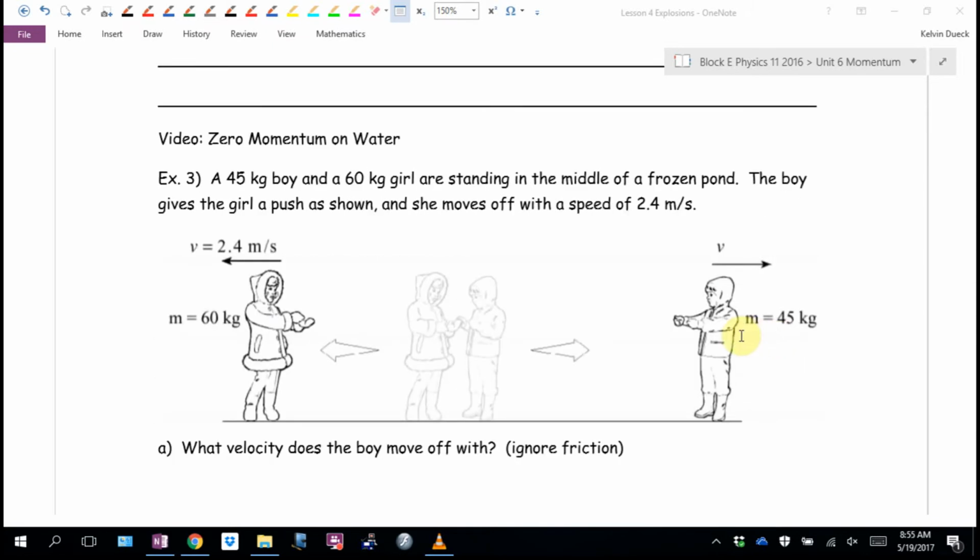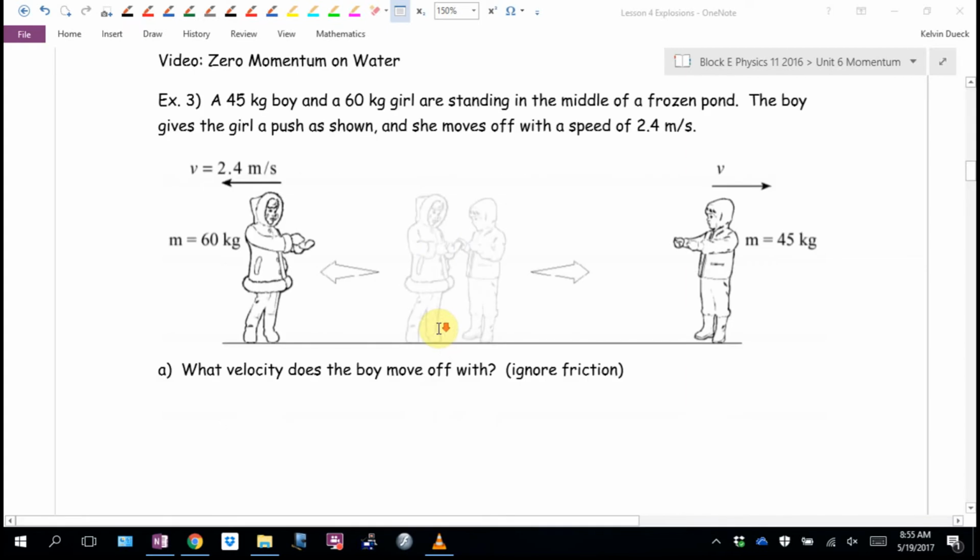Here's another example of an explosion, except this is a very slow explosion. A boy and a girl are standing in the middle of the frozen pond right here. They're facing each other, and they both give each other a shove, so they move apart. The girl moves off with a speed of 2.4 meters per second. With what velocity does the boy move off with? Let's ignore friction.